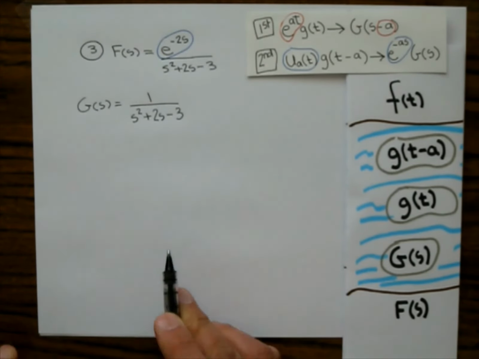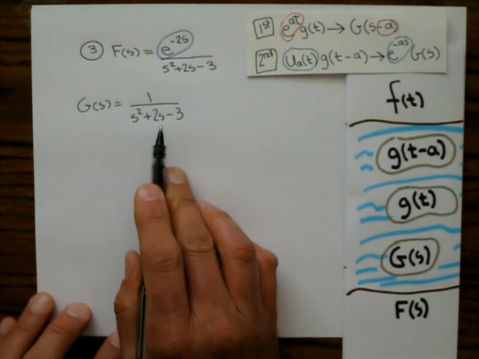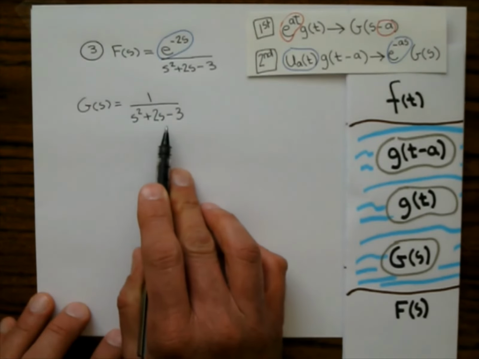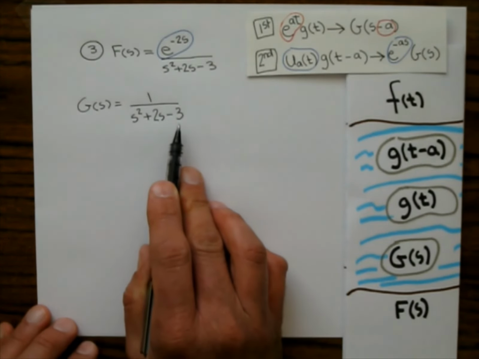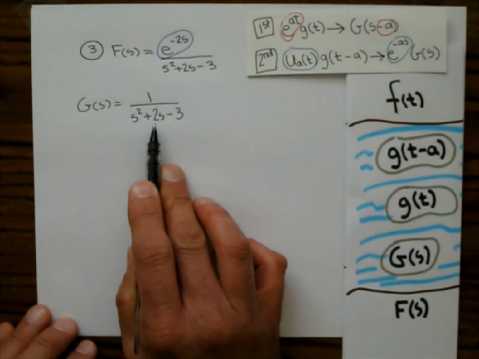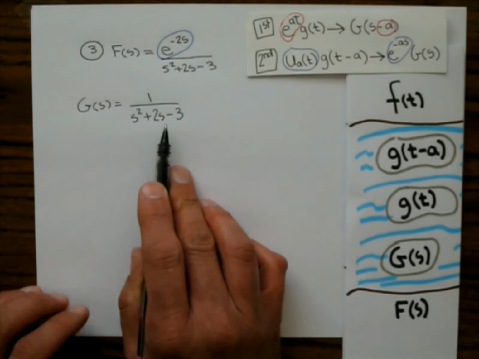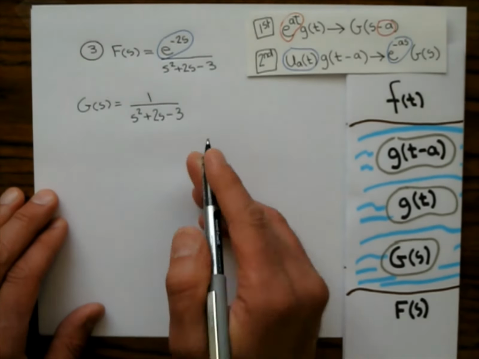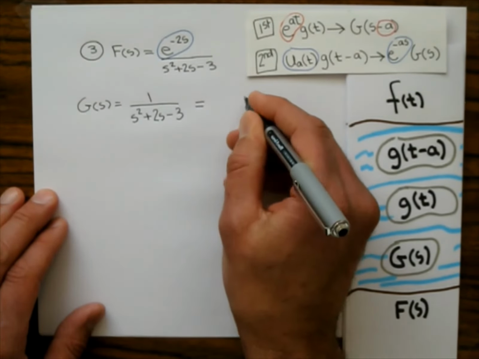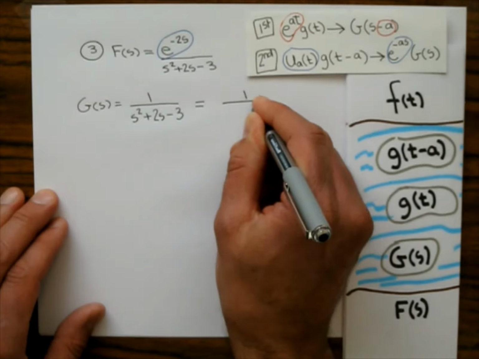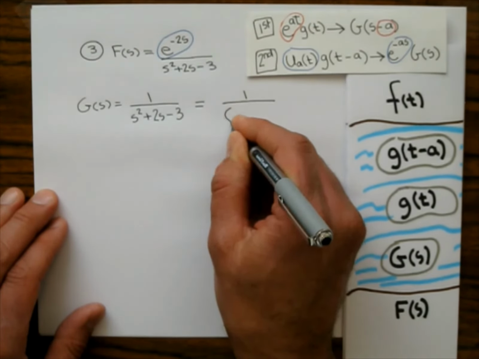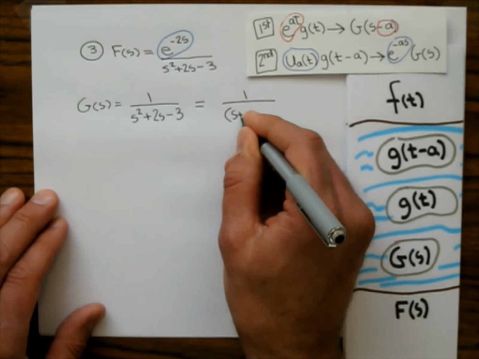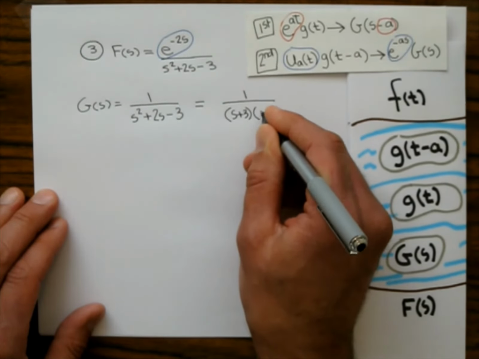So the question is, can I factor the bottom? Last time I was able to factor it into a perfect square. This time, let's see, factors of 3 that subtracting give me 2, that would be 3 and 1. Plus 3 minus 1, so it looks like we can factor this into 1 over s plus 3, s minus 1.